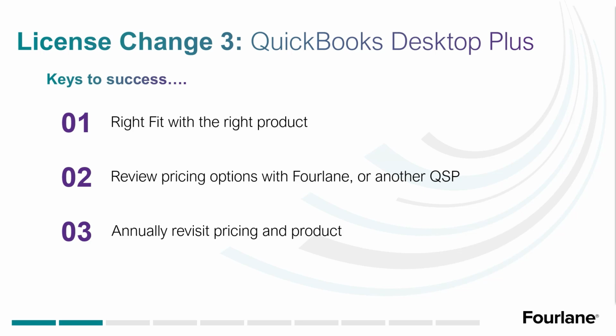So it gives an opportunity to talk to all of our customers or to look at our own company and say, are we in the right product? Is this the right product that we should be going forward? Okay. Secondly, especially for any changes, right now is a good time. Licensing is confusing enough. Right now is a great time to partner with someone like Fourlane or any other QSP out there to make sure that you are getting the best pricing available for you, your customers, your company.